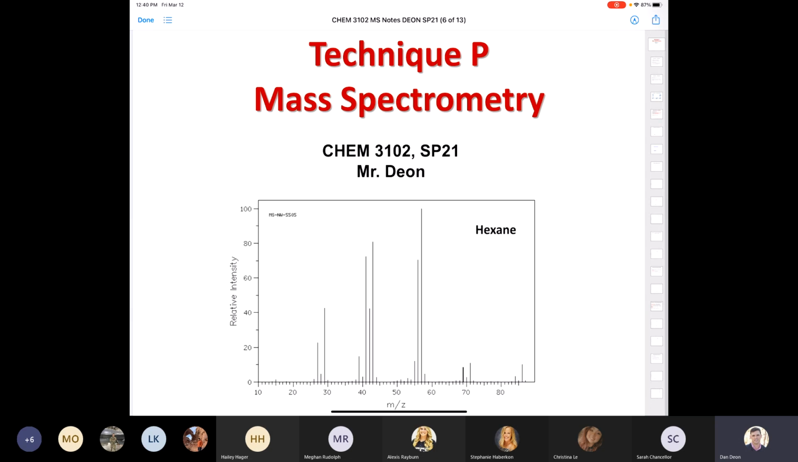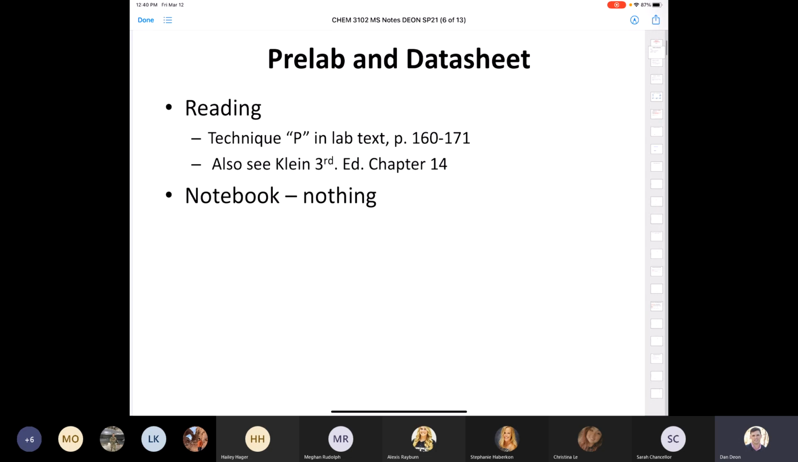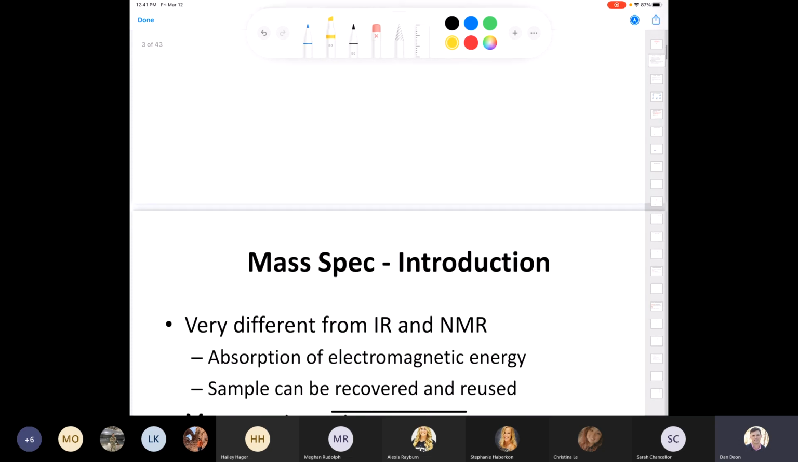So we're going to talk about some things that you would observe in the mass spectrum of other functional groups like carboxylic acids, ethers, and aldehydes. So let's get into it here. So, mass spectrometry. Again, I want you to be sure to read Technique P in the lab book, in the Schafzahl textbook. Again, he goes into a little more detail than the David Klein book does. So be sure to take a look through that.